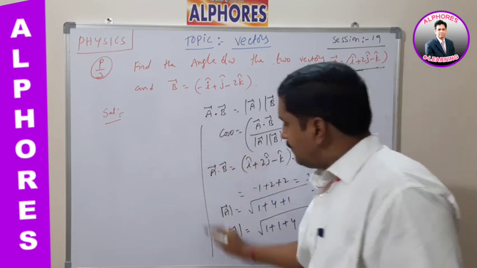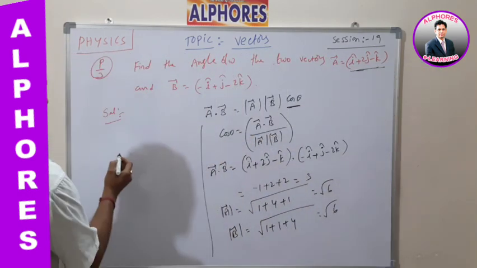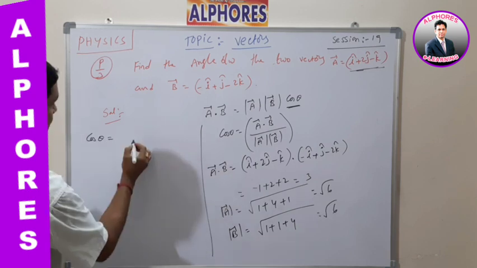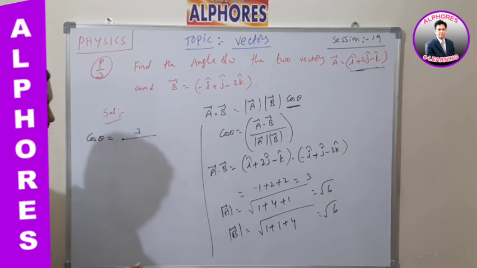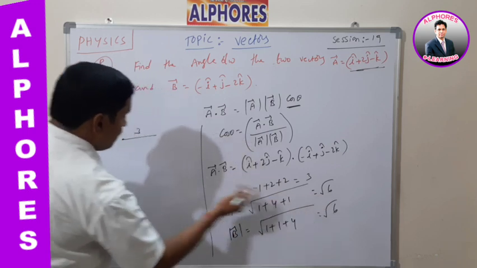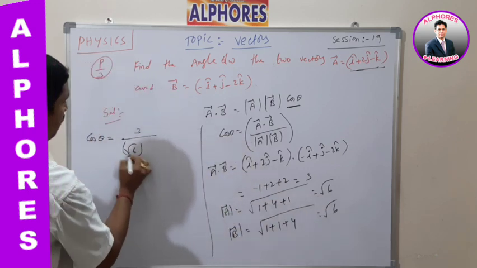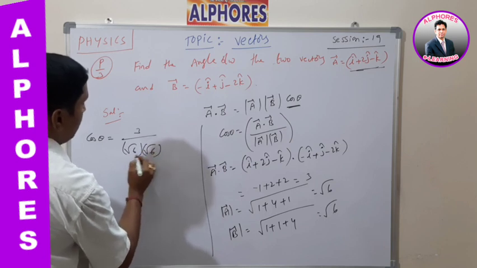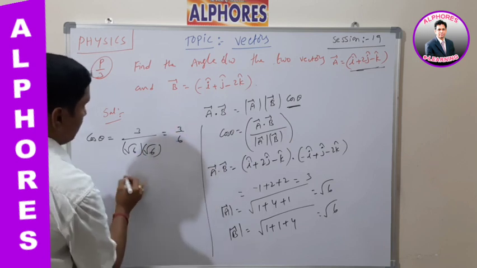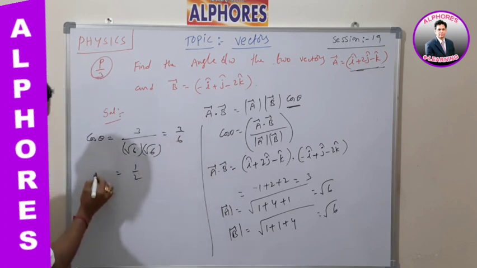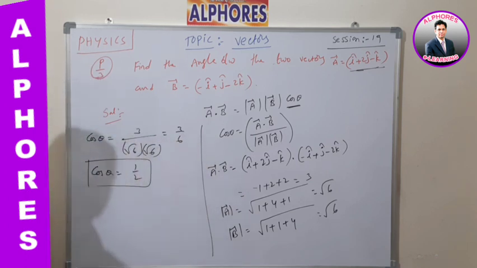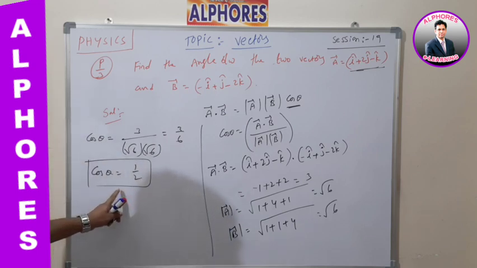So from this data, what is the value of cos theta? Cos theta is equal to 3 divided by the product of root 6 into root 6, which is 6. That means 3 by 6, which becomes 1 by 2. So cos theta is equal to 1 by 2. If cos theta is equal to 1 by 2, what is the value of theta?